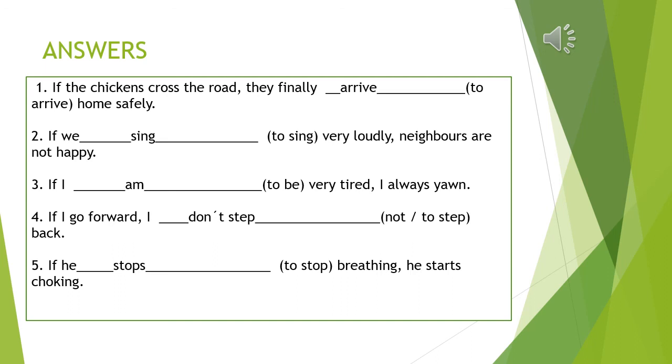Number 5, if he to stop breathing, he starts talking. This is an affirmative sentence, but this is different because we have the subject he. So I have to use the main form of the verb and I'm going to add s. For example, in this case, to stop, the main form of the verb is stop, but I'm going to add s. So the answer is if he stops.